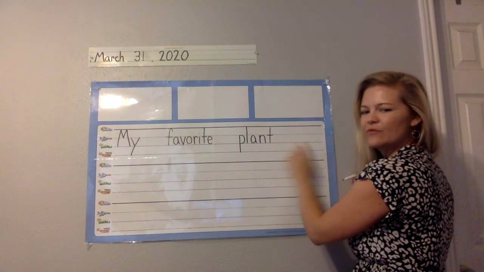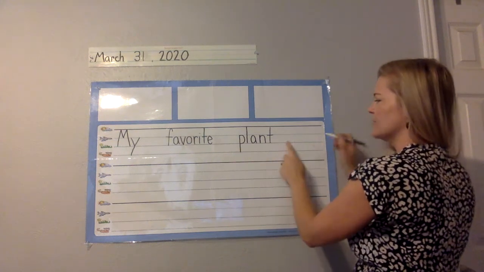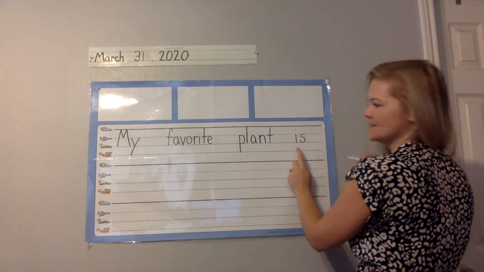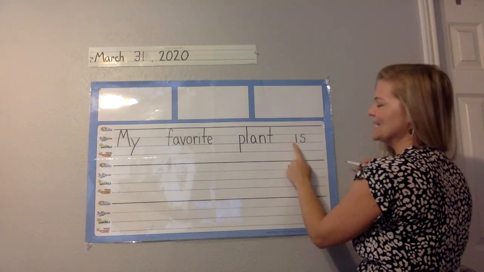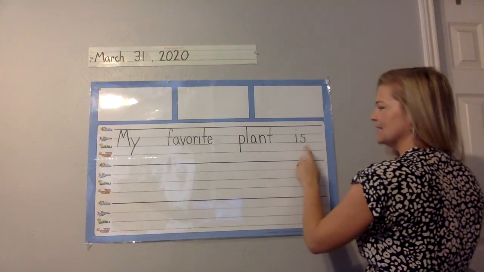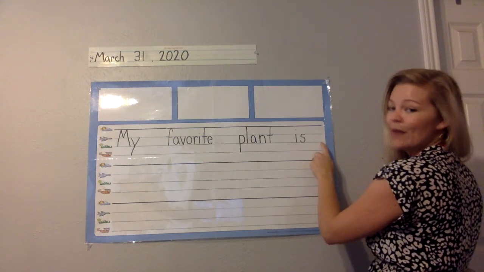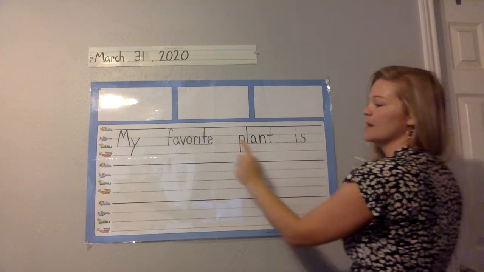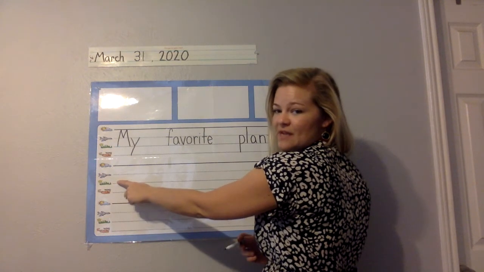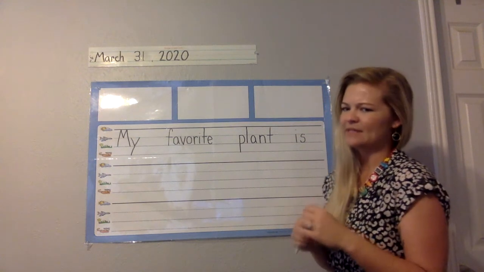I think I'm going to have room up here because I know it's going to be a little word. It's a short word. My favorite plant, lowercase I, lowercase s. That's another sight word. Is. My favorite plant is. Now, I don't have any room on this row to write what my favorite plant is. So I'm going to come down to this next row, but make sure you start at the beginning of the next row, right? So my favorite plant is, I'd have to think about it.